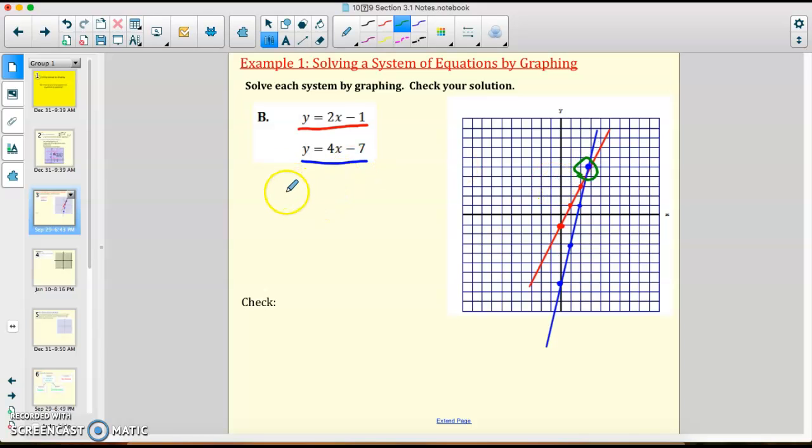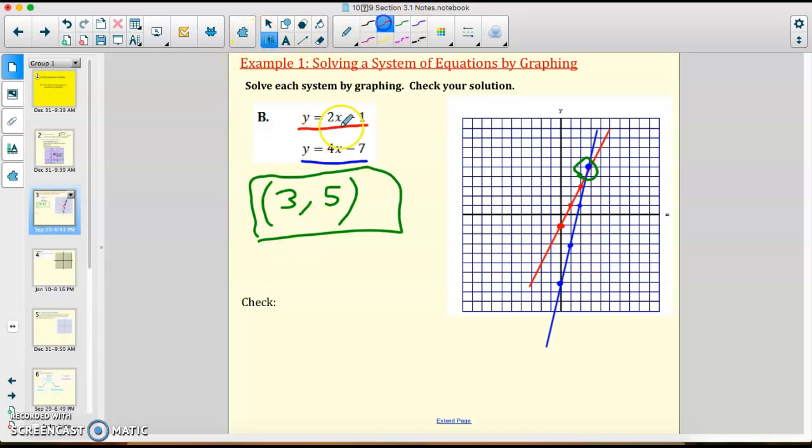And so our solution here, the intersection is at 1, 2, 3, comma, 1, 2, 3, 4, 5. 3 comma 5. So this would be our solution. Now let's check it just to make sure it works.